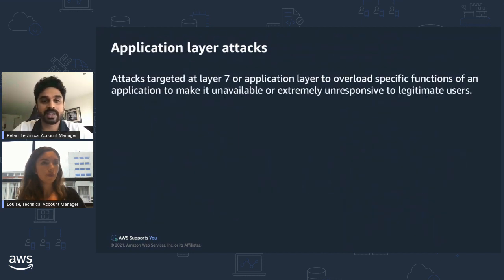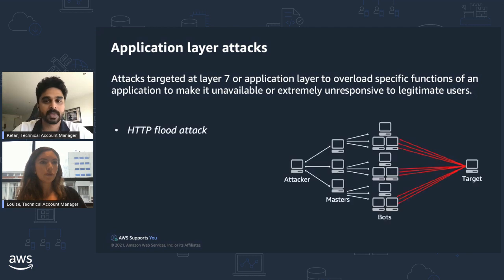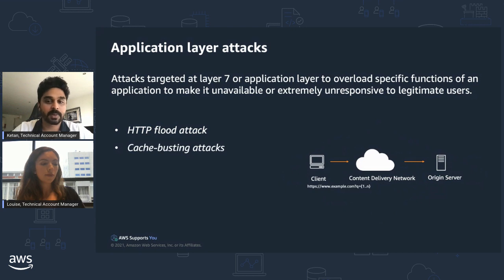Now we look at application level attacks, primarily around web applications. These are attacks targeted at layer 7 of the OSI stack to overload specific functions so that they become unresponsive to your legitimate users. In an HTTP flood attack, an attacker sends HTTP requests that appear to be real. They try to imitate human interactions. Then we have cache busting attacks.